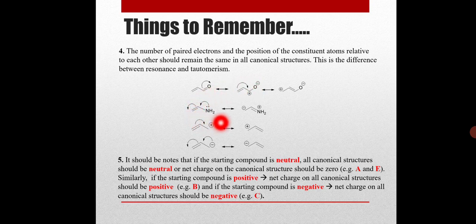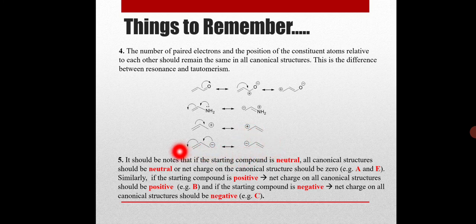Look at the second compound. The second compound is also a neutral compound, and in the canonical structure there is separation of charge, but the net charge on the compound is 0. But look at this compound. We have started with a positively charged species, and the canonical structure also has a positive charge. Here we started with a negatively charged species, and the canonical structure also has a negative charge.